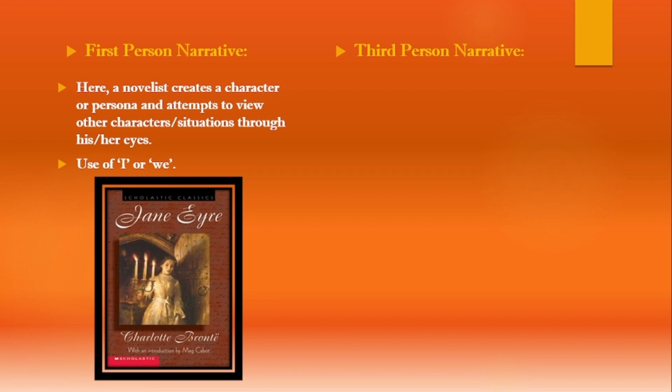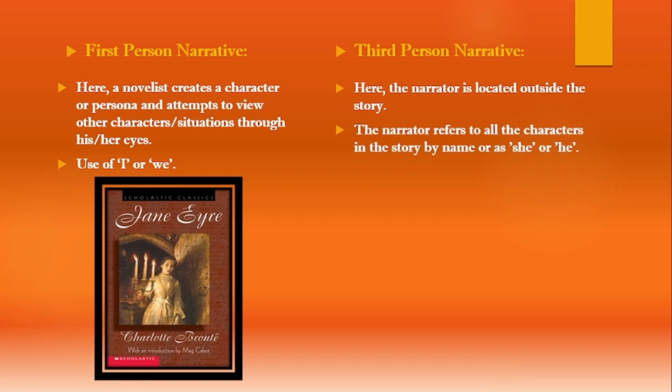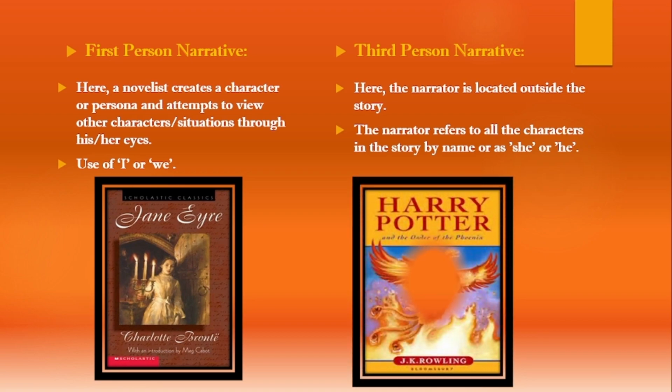The third person narrative. In this narrative, the narrator is located outside the story. Here, the novelist narrates a story about the characters and refers to them by name or using the third person pronouns such as he, she, or they. J.K. Rowling has effectively made use of the third person point of view for the Harry Potter series. Most novels have first person or third person narration. Second person narrative novels are pretty rare.